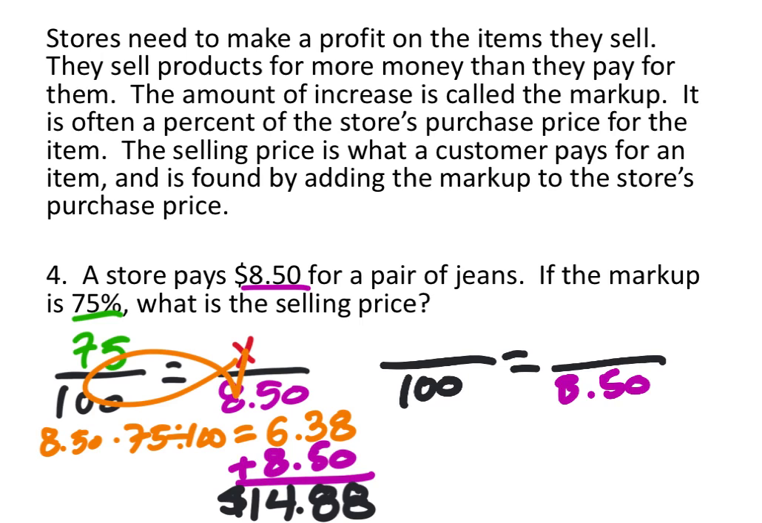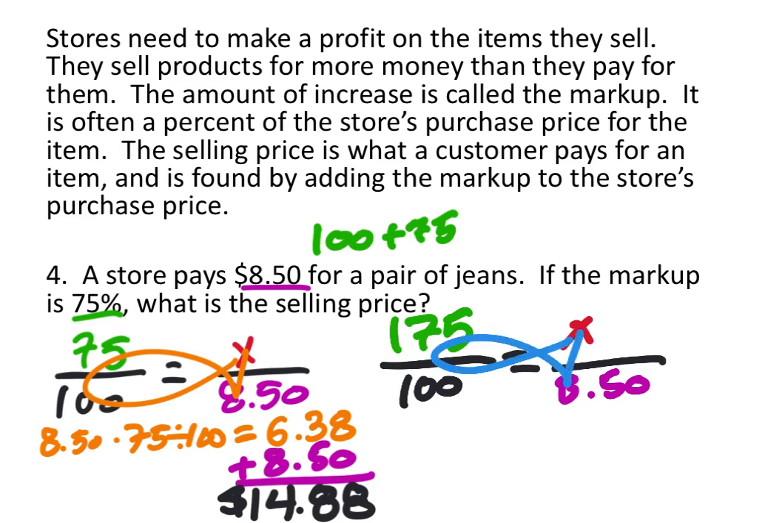But now, what are you going to pay? How much percentage are you going to pay for these jeans? Well, you're going to pay 100% of the price that the store bought them for, plus another 75% of that amount, which means you're paying actually 175% of what the store paid, right? And then whatever we get after solving this is how much you will pay for the jeans. So fish method will work again. So that's 850 times 175 divided by 100.